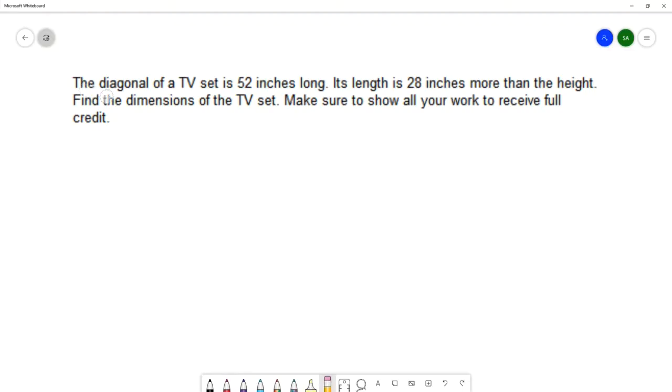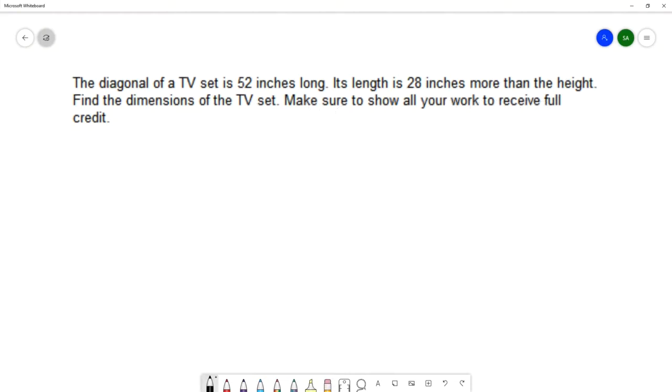The diagonal of a TV set is 52 inches long. Its length is 28 inches more than the height. Find the dimensions of the TV set. Make sure you show your work to receive full credit.